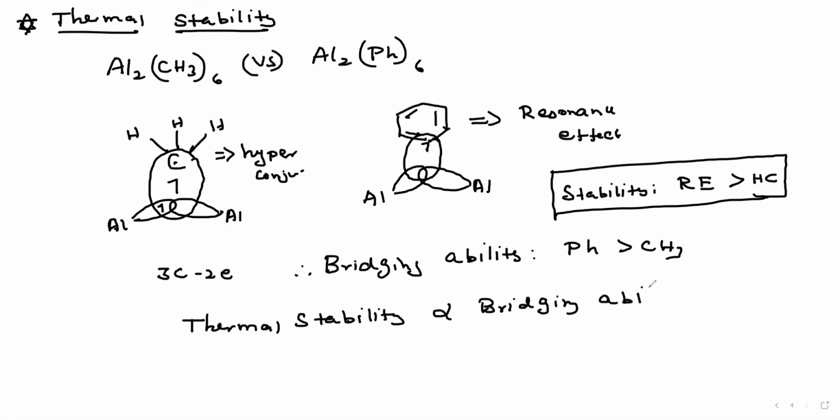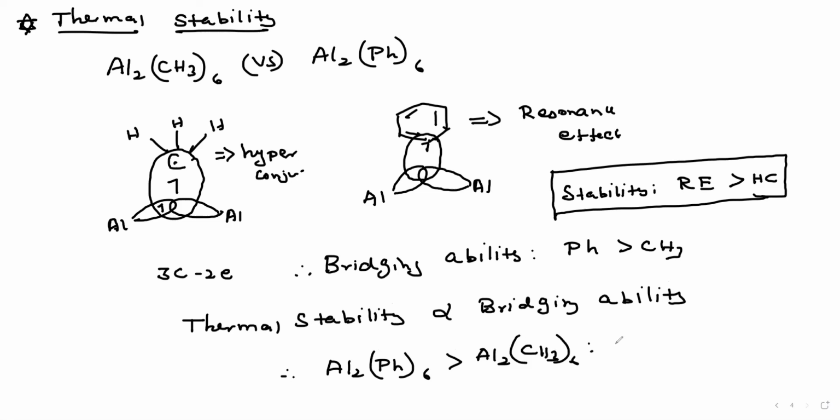Therefore, which is more stable? Now tell me. Easy, right? Which is more stable? The phenyl compound is more stable, right? Therefore, Al2Ph6 is more stable compared to what? Al2(CH3)6.